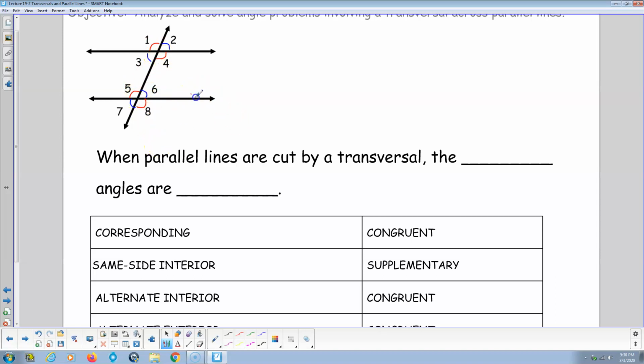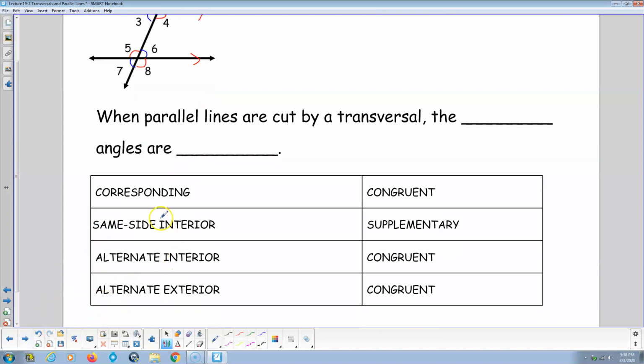So here's the thing. When you have parallel lines that are cut by a transversal, even though you have eight angles, you only have two different measures. Unless the transversal is perpendicular and then all eight angles are the same. They're all 90 degrees. That's the exception. But other than that, there's only two measures. There's an acute angle, in this case 2, 3, 6, and 7, and there's an obtuse angle, which the measures are for angles 1, 4, 5, and 8.